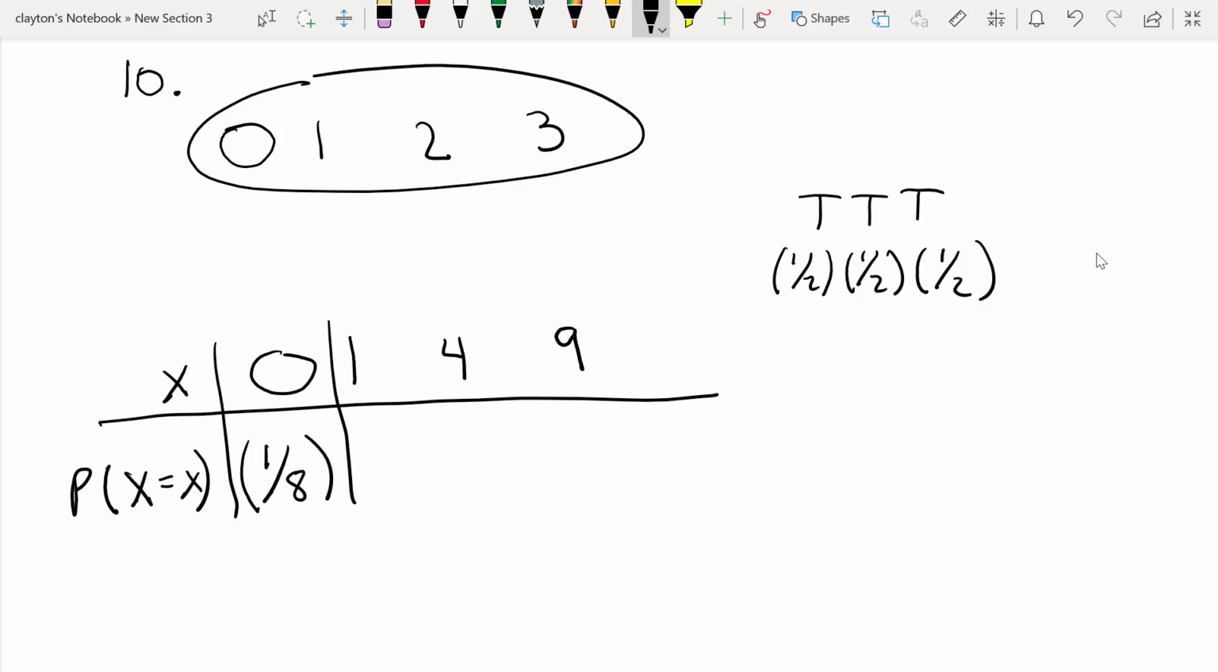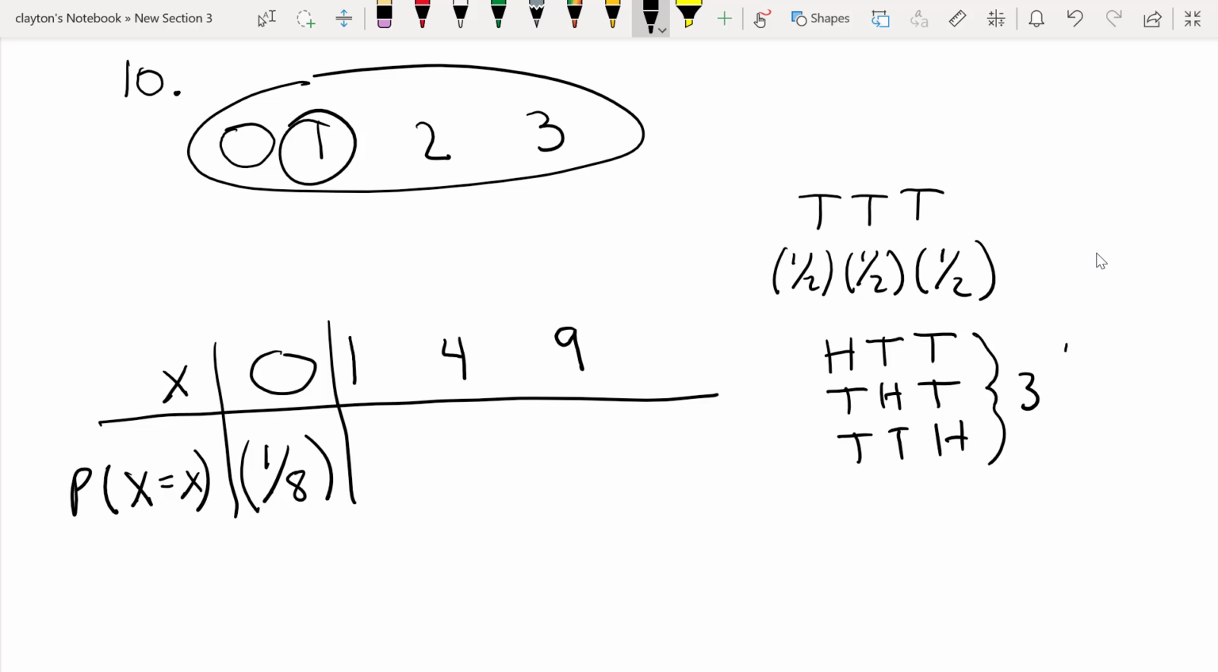Now for 1, I'm going to reference these numbers up here for the probabilities. It's going to make it a little bit easier. For 1, that means we could have heads, tails, tails. We can have tails, heads, heads. Tails, heads, tails, and tails, tails, heads. And so there's 3 different ways for this to happen. And again, these are all going to be 1/2 times 1/2 times 1/2.